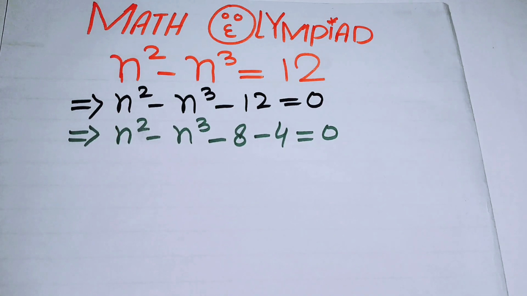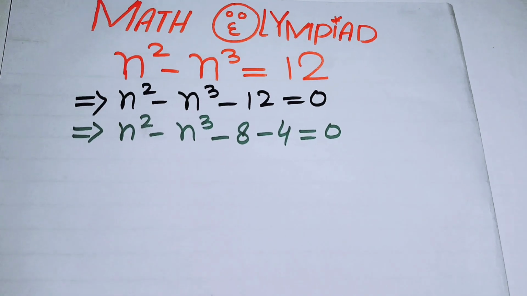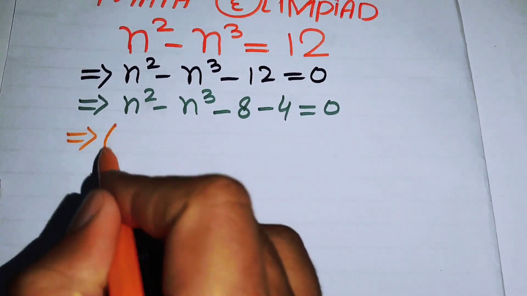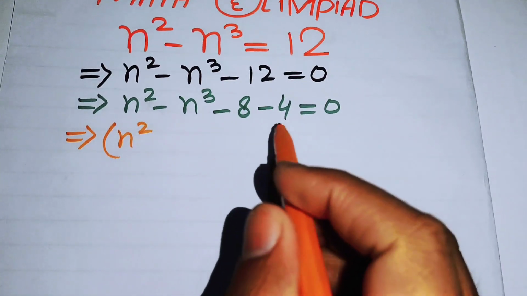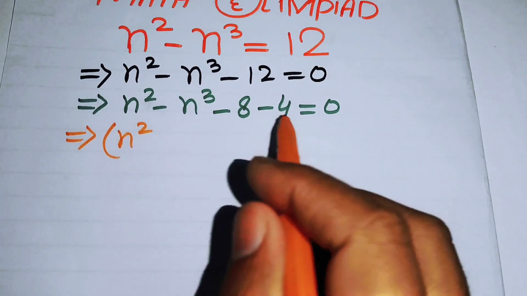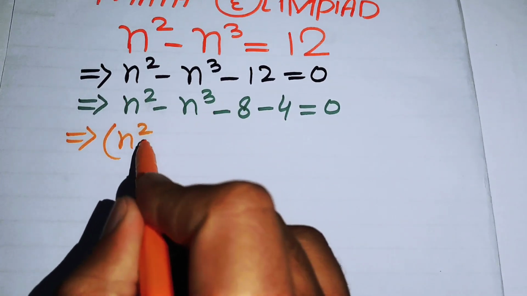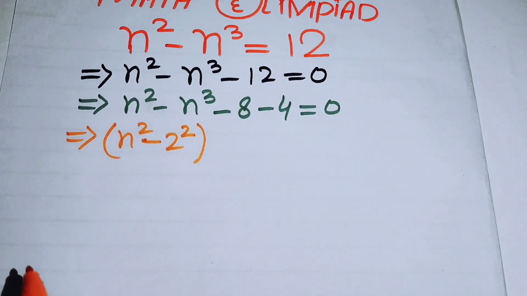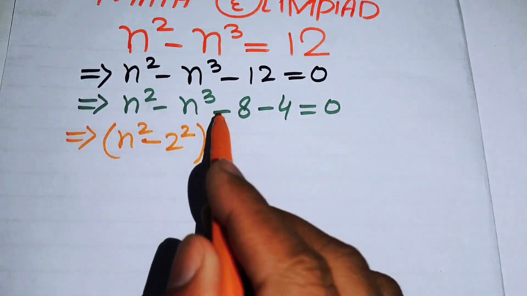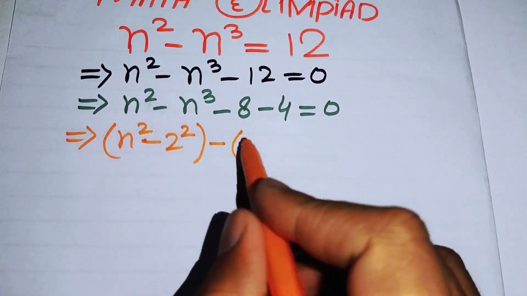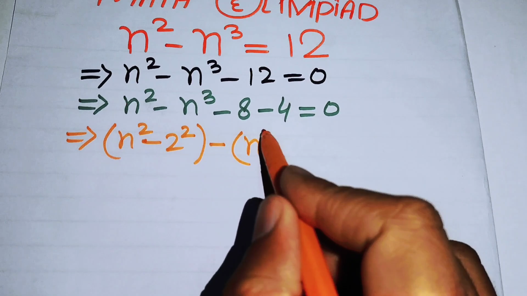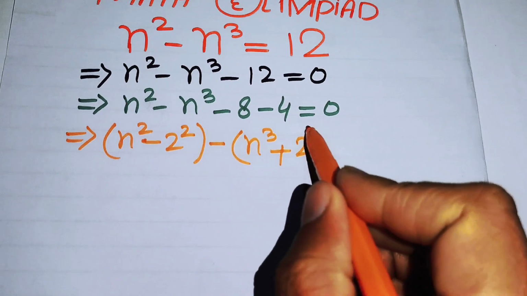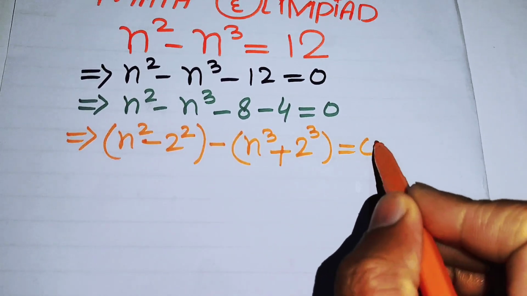In the next step we make the pairs of the cubic term and the square term. Here the square term is n squared and we write this 4 as 2 squared, so we make the pair of n squared with minus 4, which is minus 2 squared. After that we take the common minus sign from these two terms and we write n cubed plus 8, and we write 8 as 2 cubed, and this whole equals 0.